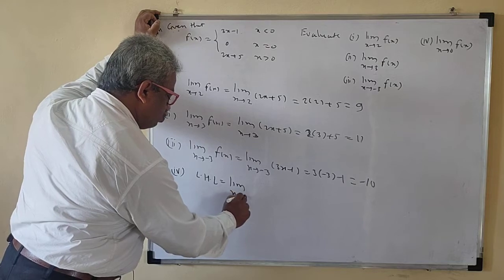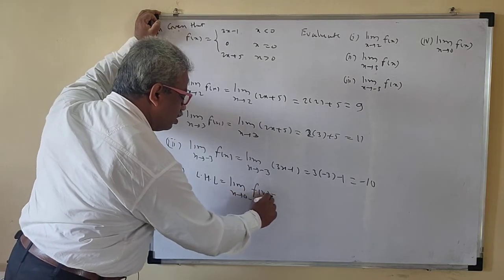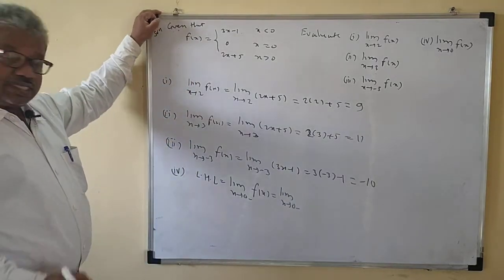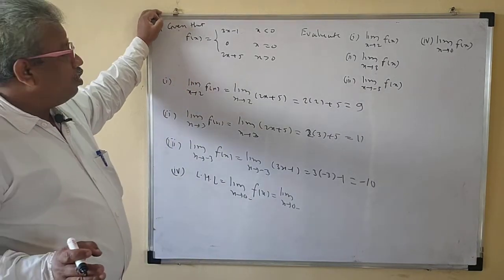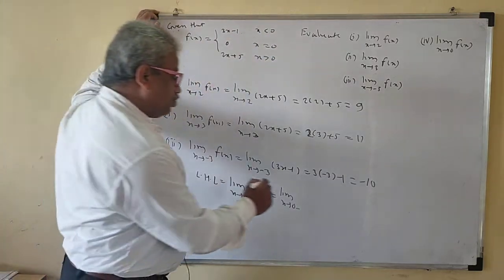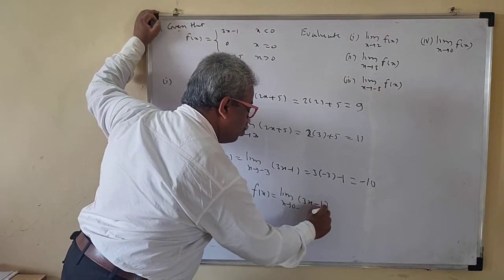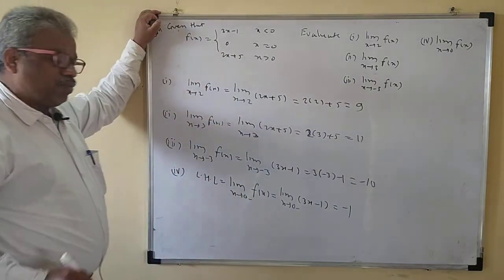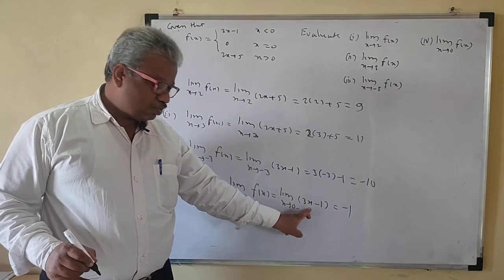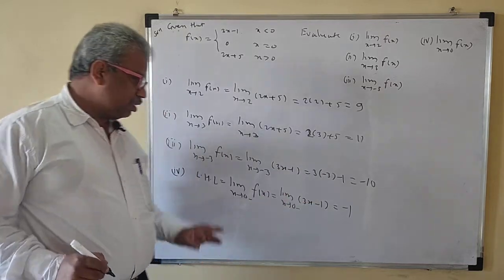Limit x tends to 0 minus, f of x. X tends to 0 minus means x is less than 0. So for x less than 0, your function is 3x minus 1. Put x equal to 0. 3 into 0 is 0, 0 minus 1. So this is minus 1.